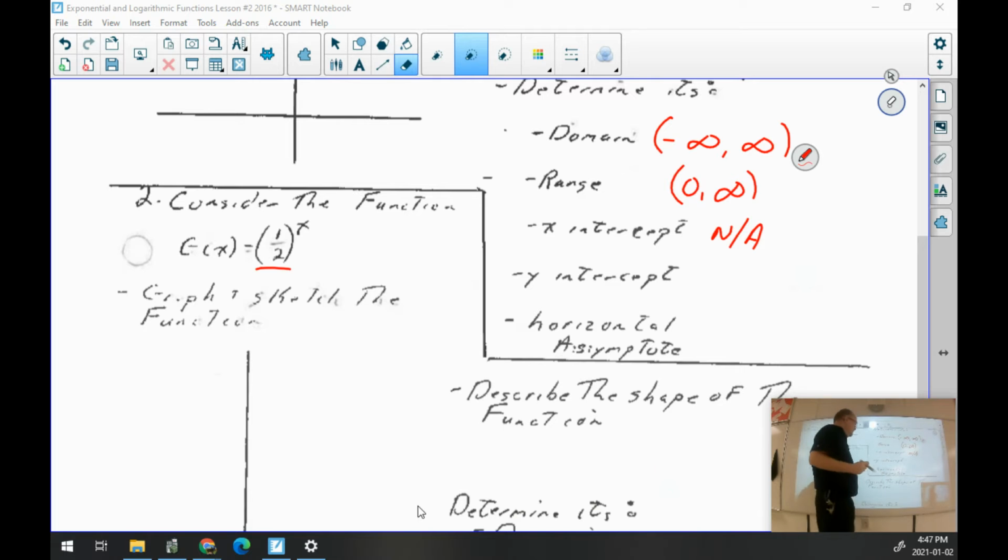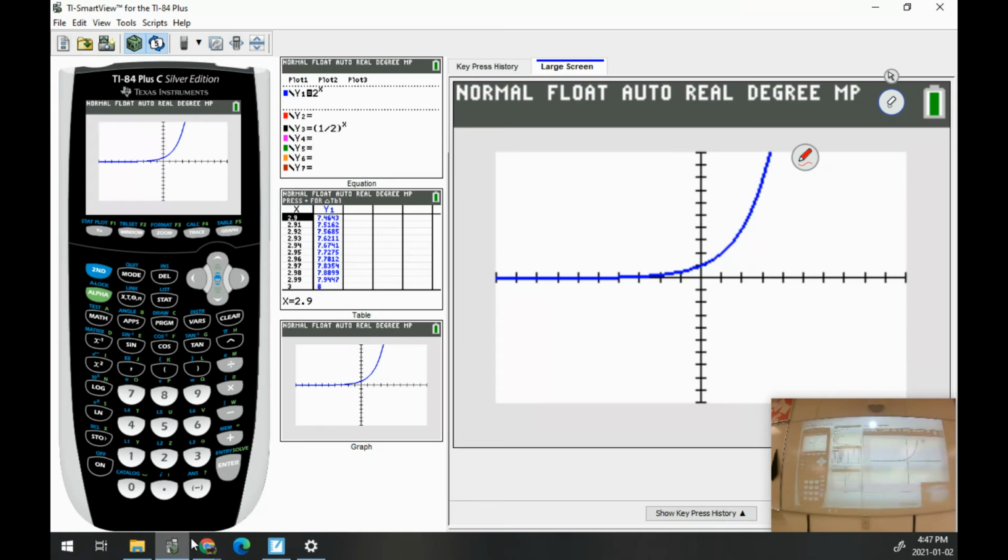The y-intercept, on the other hand, if you trace to 0, is at 0, 1. Now remember, this should make sense to us. Any number to the power of 0 is 1. 65,235 to the power of 0 is 1.